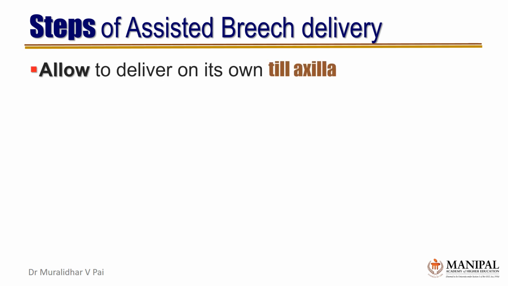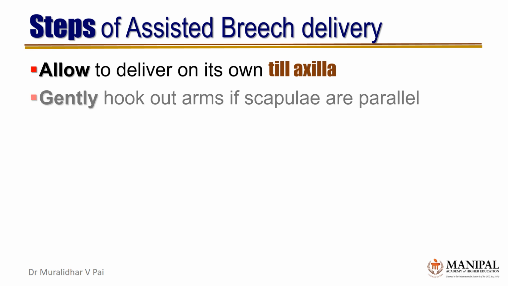Again, allow the baby to deliver on its own till you see the axilla. At this point, look at the scapulae, whether they are winging or they are parallel. If they are parallel, that means the hands are flexed. Gently hook out the arms one by one. If the scapula are winged, then it suggests nuchal position of the arms, and there is a special maneuver called Lovset's maneuver. I am going to talk about it later.